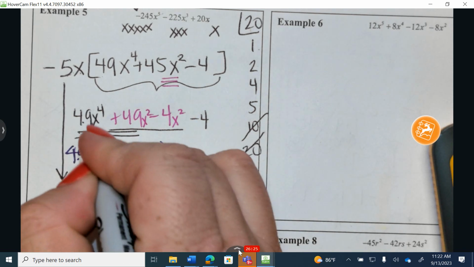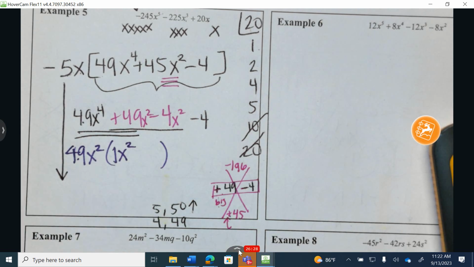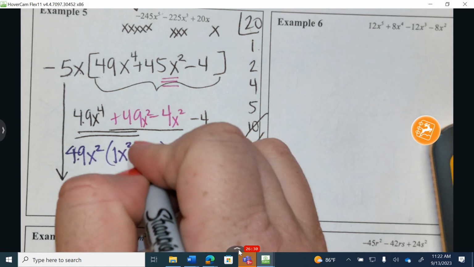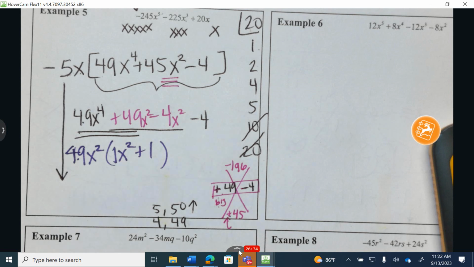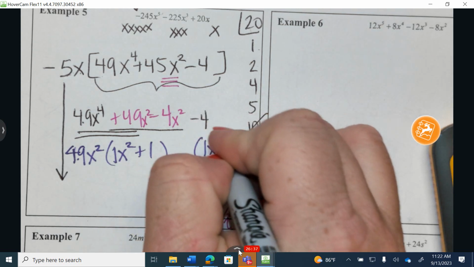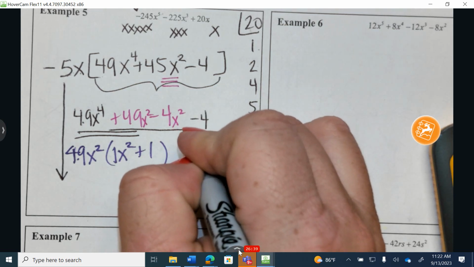49 times 1 is 49. I need 4 x's, so I need to attach 2 more. 49 times 1 is 49. I need 2 x's, and I already have it. Whatever's in parentheses goes in back. And I make a really light question mark right here.